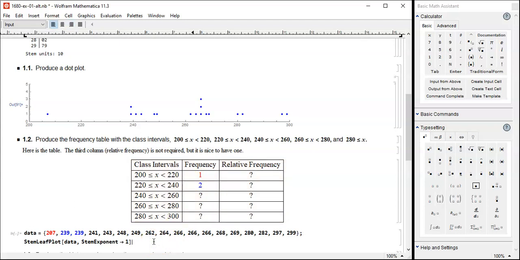Next, between 240 and 260, how many numbers are there? I see this many: 241, 243, 248, 249. Okay? How many are there? There are 4. So let me write down the frequency as 4, and again let me highlight with appropriate color coding. I use green for those. And now 260 to 280, how many are there? Count. How many are there?